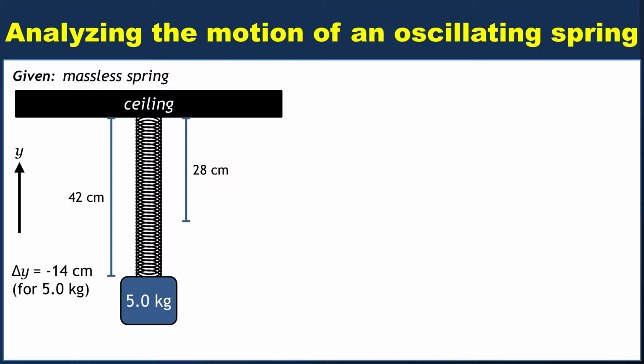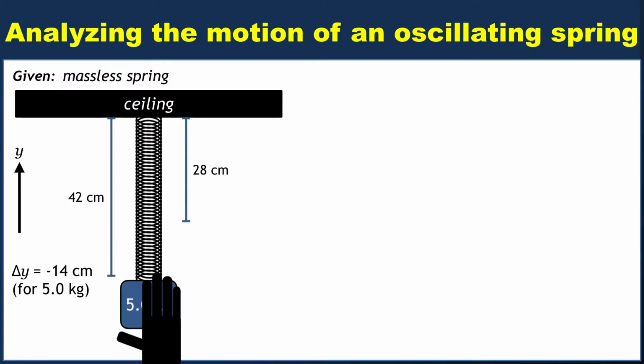But what if we exert another force on this mass? Let's say that we reach up and pull down on the mass while it's attached to the spring. Well, we can temporarily achieve a new equilibrium. It's a combination of our exerted force downward and the weight of the 5 kilogram mass downward, balanced out by the spring force pointing upward.